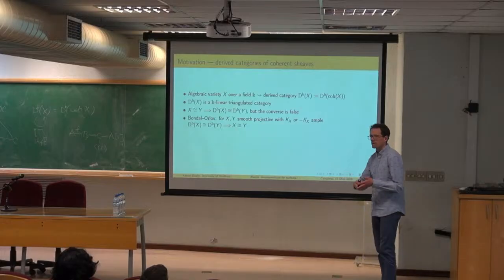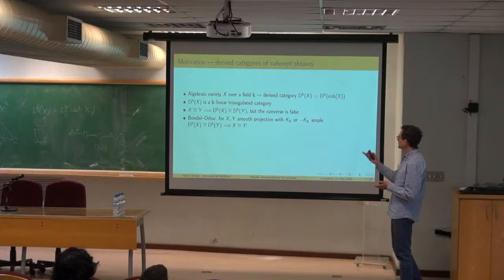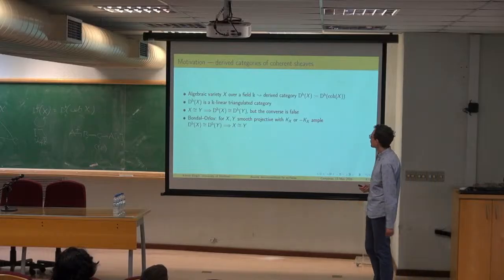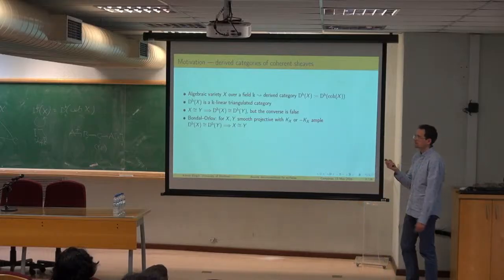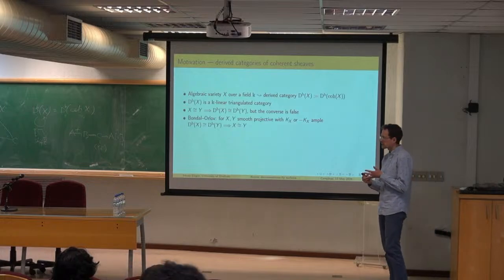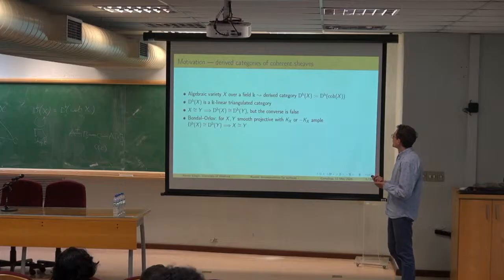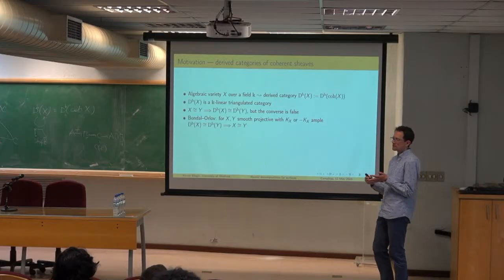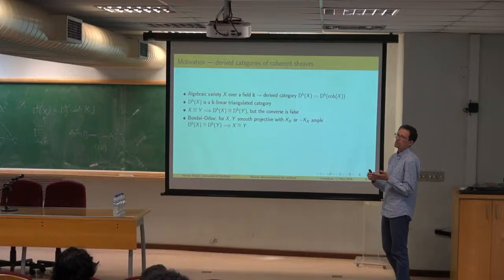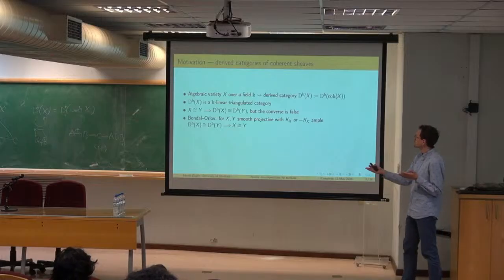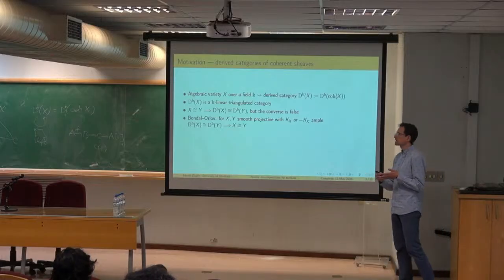Obviously, isomorphic varieties have equivalent derived categories. The converse in general is false. However, for some varieties, they can be uniquely reconstructed from their derived category. If you have two smooth projective varieties and one of them has ample or anti-ample canonical class, then derived equivalence implies that the varieties are isomorphic.